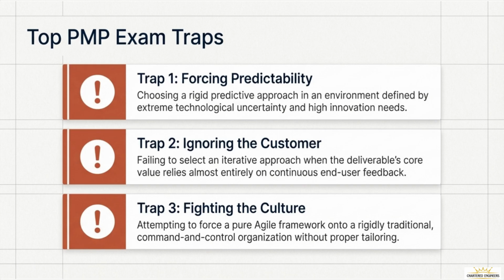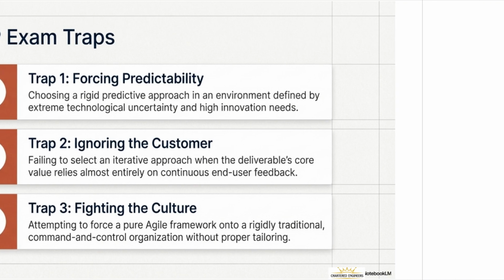Trap 3 is fighting the culture. This is a subtle one. It's the mistake of attempting to force a pure, agile framework onto a rigidly traditional command and control organization without any tailoring. The PMP exam wants to see that you are a pragmatic leader. Sometimes, the right answer isn't the purest agile method, but a hybrid one that respects the organization's current maturity level. Avoid these traps, and you'll be well on your way to success. Now let's talk about that hybrid middle ground in more detail.